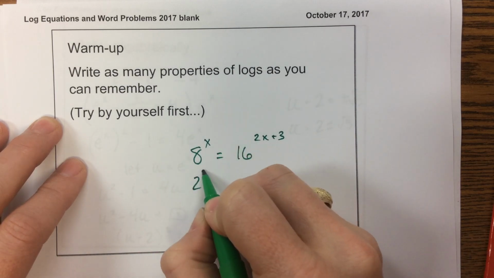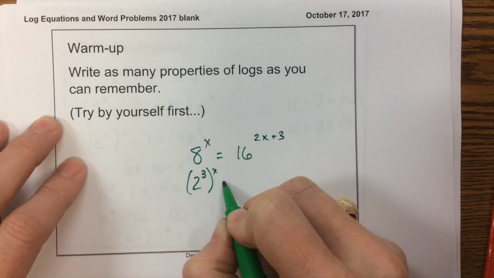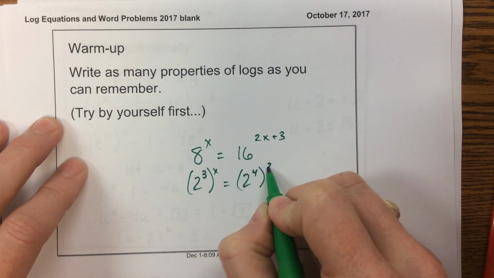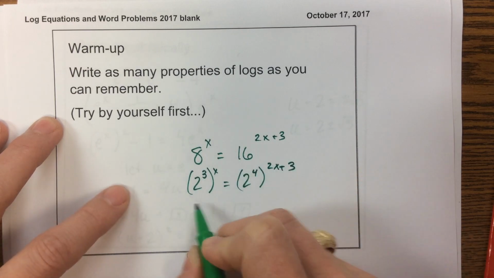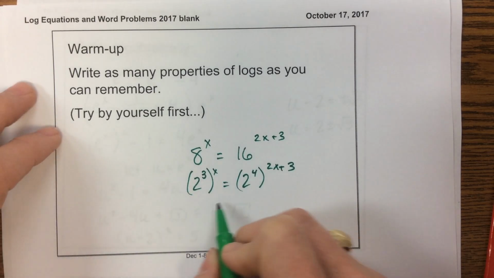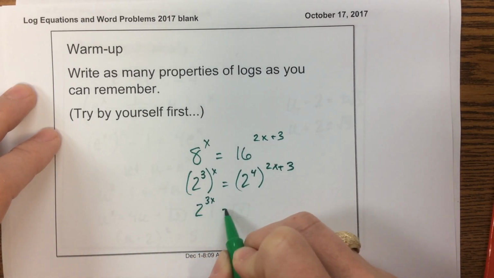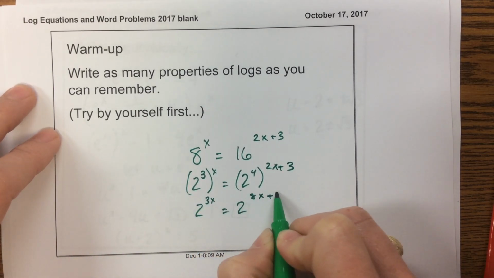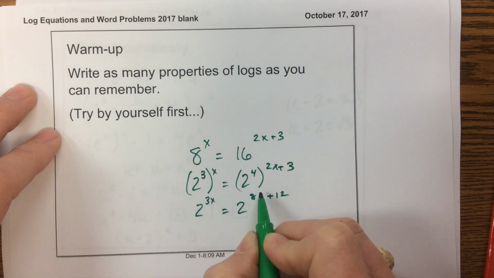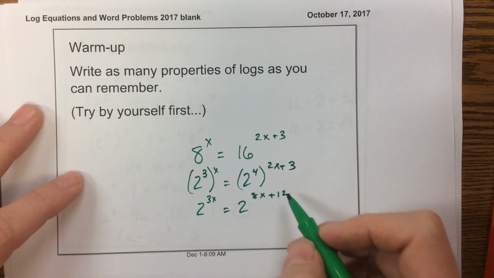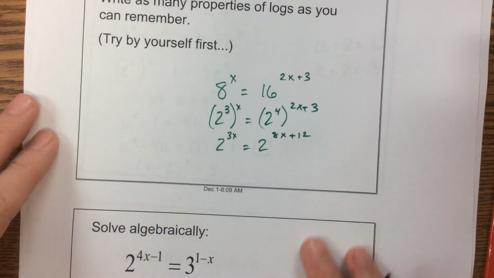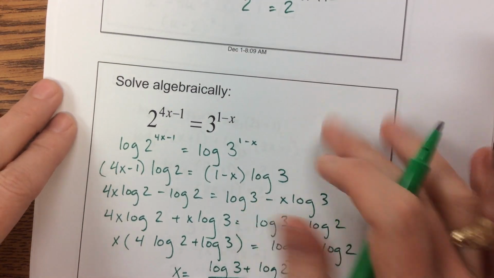So this becomes 2 to the third to the x, and this is 2 to the fourth to the 2x plus 3. And so then, now I have the same base in both of these. I can say 2 to the 3x equals 2 to the 8x plus 12, and now the bases are the same. I can set the exponents equal, and we're back in Algebra 1, and it's not that bad of a problem. This one, however, doesn't work out the same way.